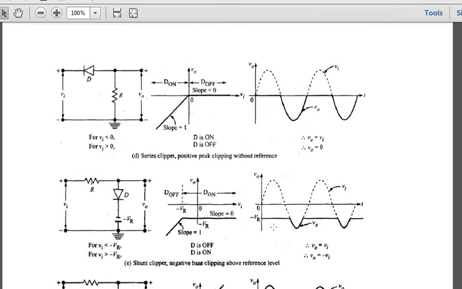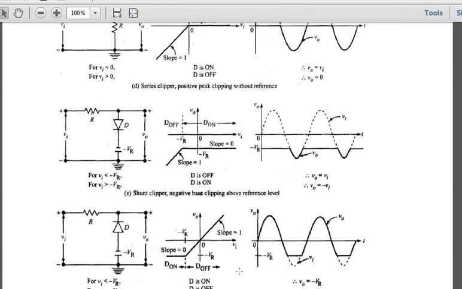So that's the reason. This is your reference voltage, and we are doing negative clipping, negative base. Below the reference voltage it won't be clipped, and above the reference voltage it will be clipped off. So what we are seeing is the shunt clipper, negative base clipping above the reference voltage. This whole part above the reference voltage will be clipped off, and below the reference voltage it will move on as the output V0.